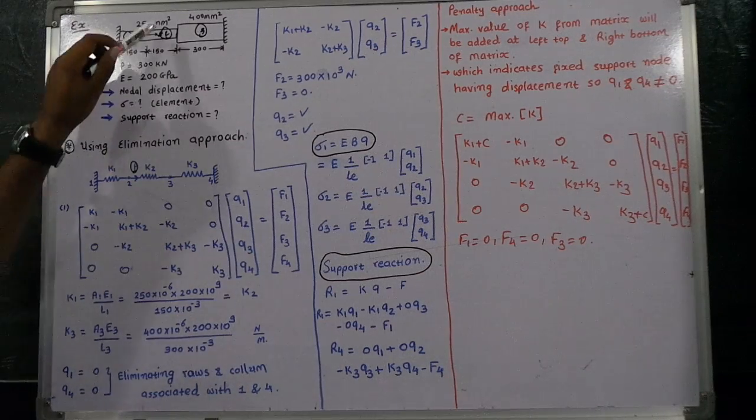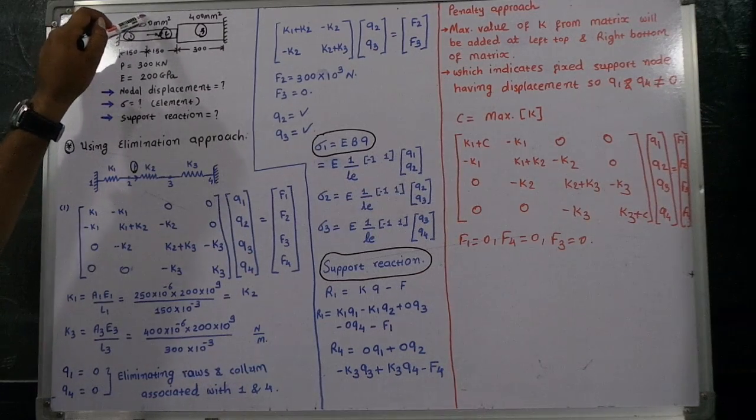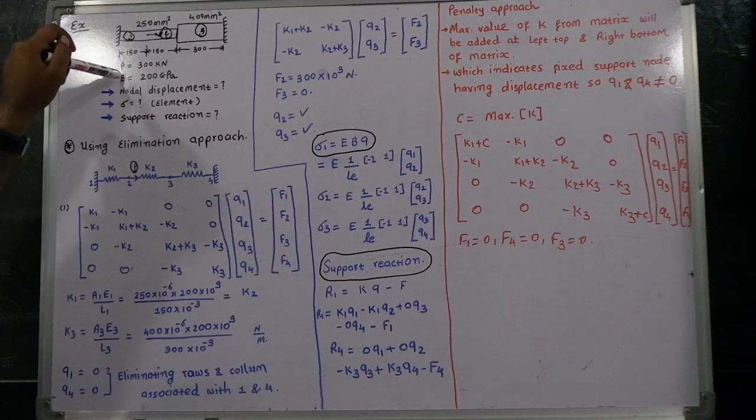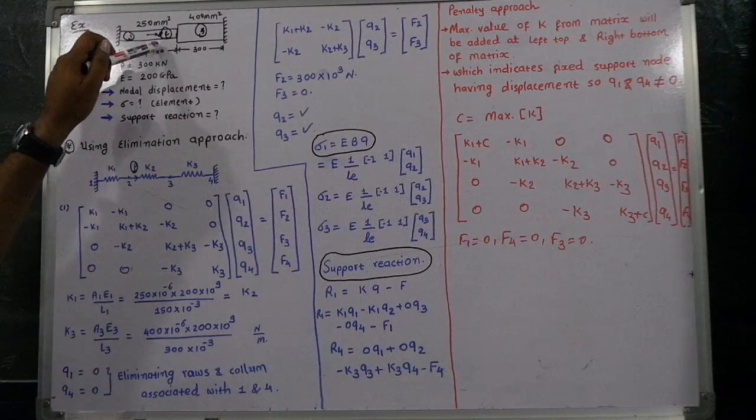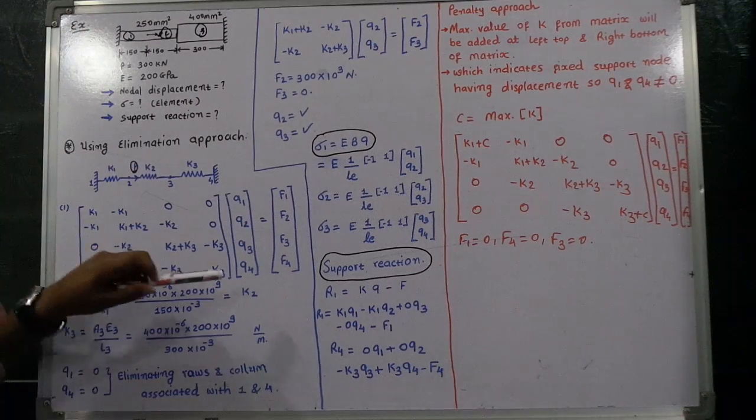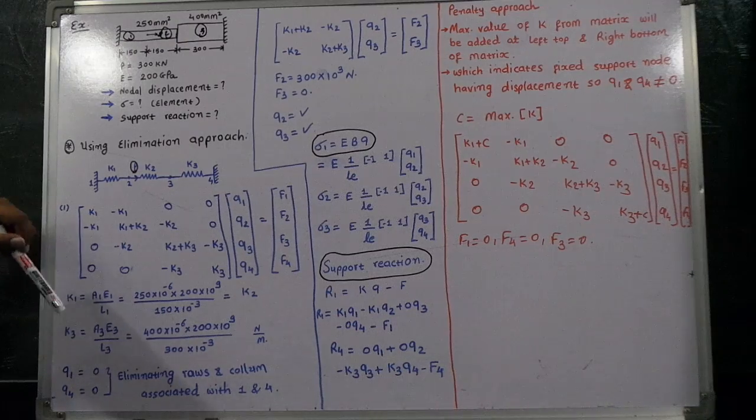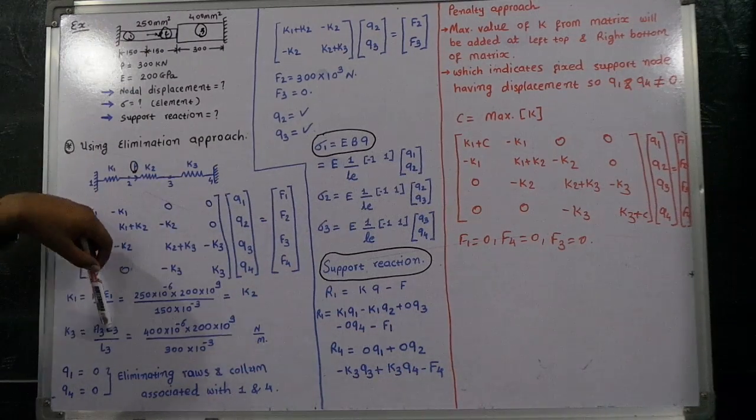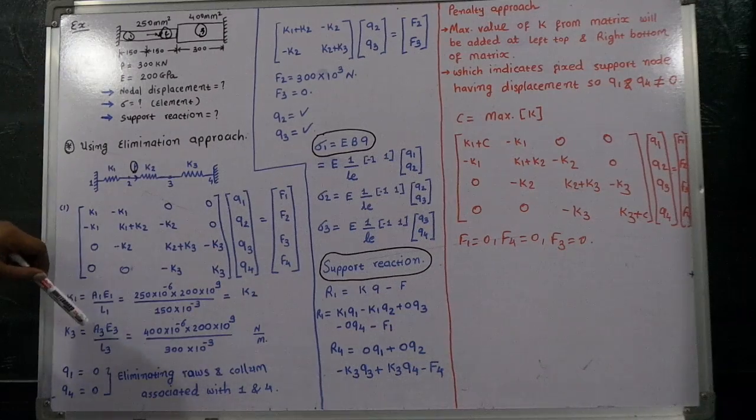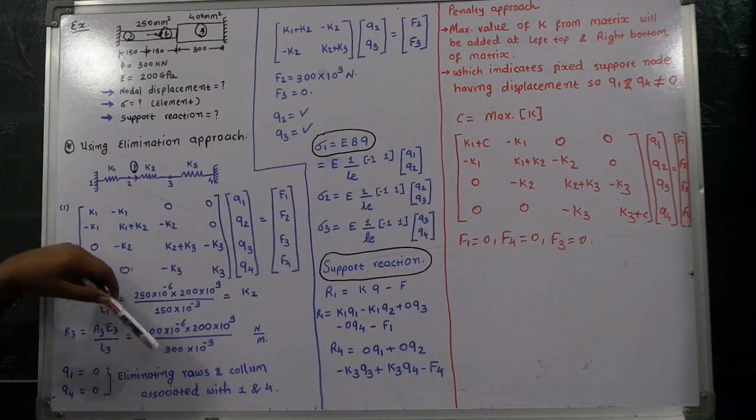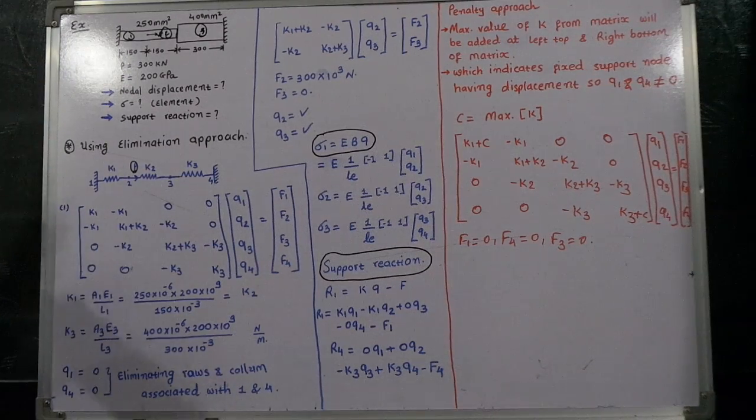In the same manner, A2 remains 250, E2 remains 200 gigapascal, and L2 remains 150. It means K1 is equal to K2. And K3 is equal to A3 E3 divided by L3, where A3 is 400 millimeter square, E3 is 200 gigapascal converted into Pascal, and L3 is 300 millimeter length. So K1, K2 and K3 values are known.